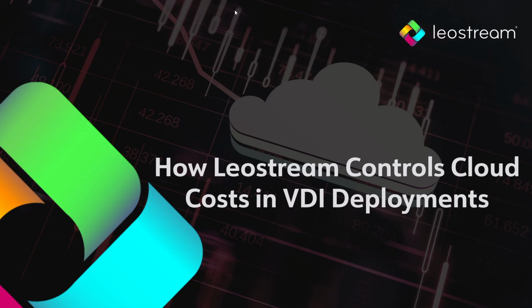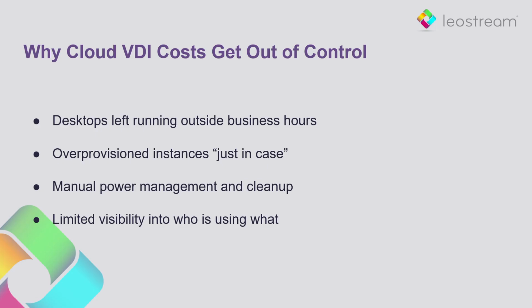Today I want to talk about how the Leostream platform can help you control costs when you're deploying VDI in a public cloud such as AWS or Azure. First of all, let's talk about why this is a problem. Well, it really comes down to two things. It's about power state and capacity.